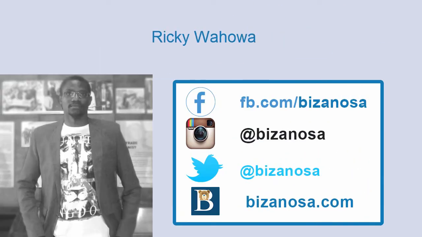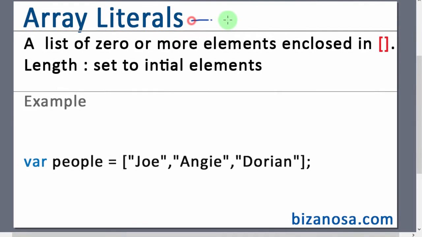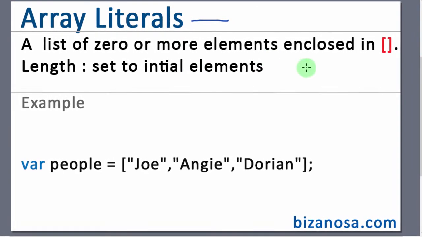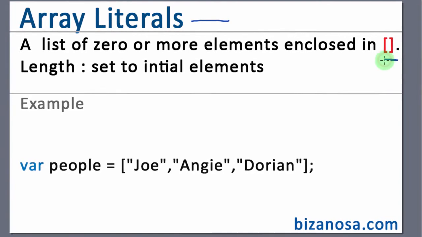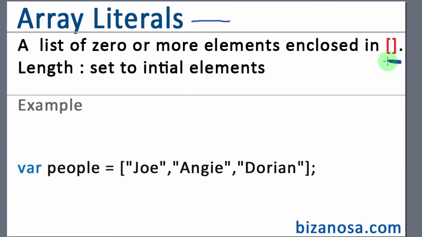Hello. So in the last videos, we've been building up towards array literals. And we say that an array, when created with the square brackets, that's a literal array. That's an array literal. I've also mentioned that the length of the array is equivalent to the number of elements which have been set. So if you don't set any element, the length of the array will be zero.